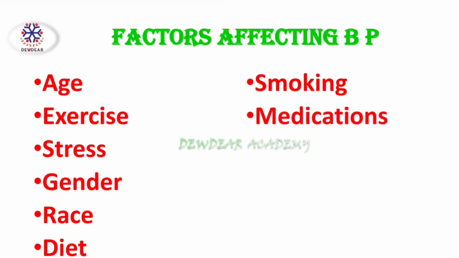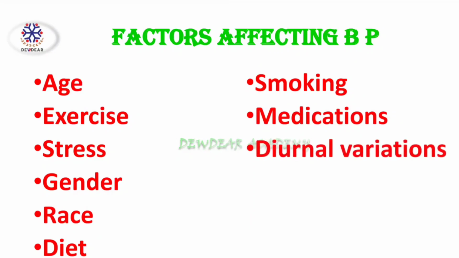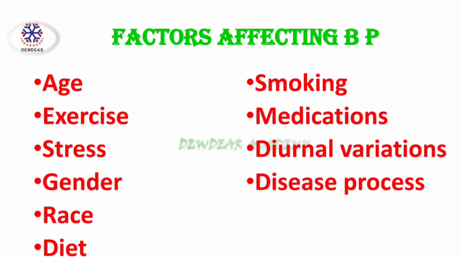Medications. Many drugs increase the BP, and there are many drugs that decrease the BP also. Next is the diurnal variations. Pressure is usually lowest in the early morning when the metabolic rate is low and peaks in the late afternoon or evening. Disease process. Any conditions associated with the heart and blood vessels can vary the blood pressure. Obesity. Both childhood and adult obesity predispose to hypertension. So these are the factors affecting BP.